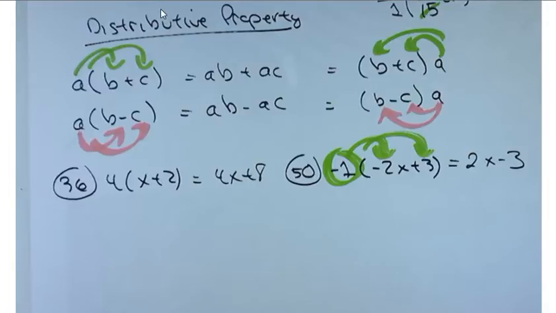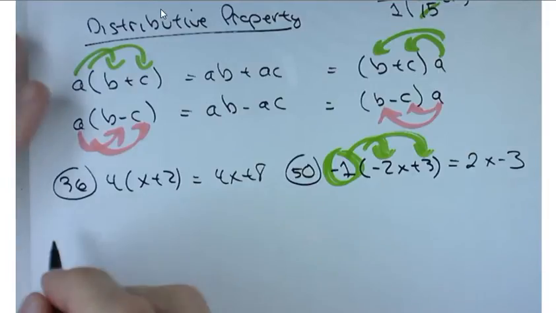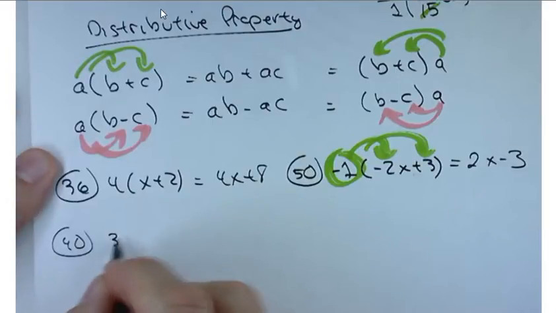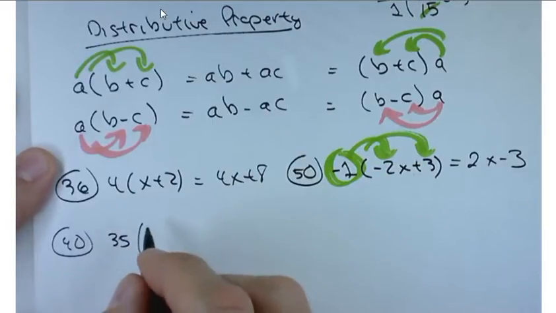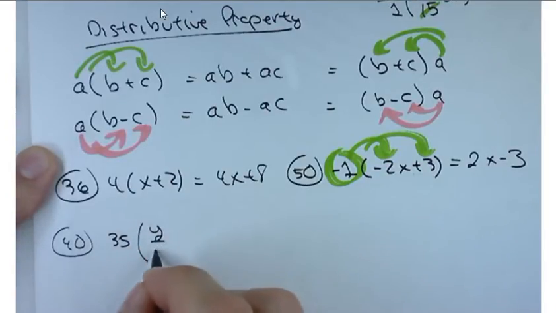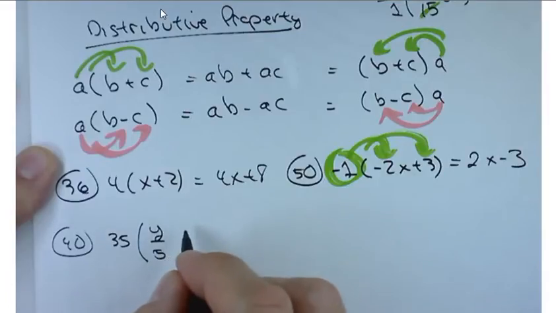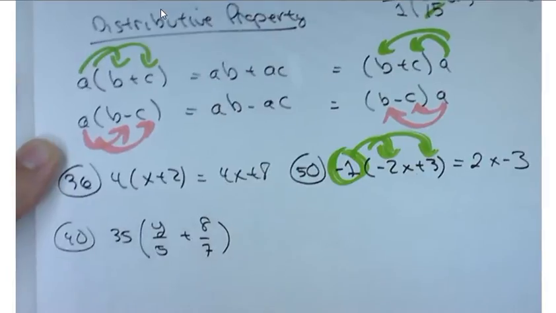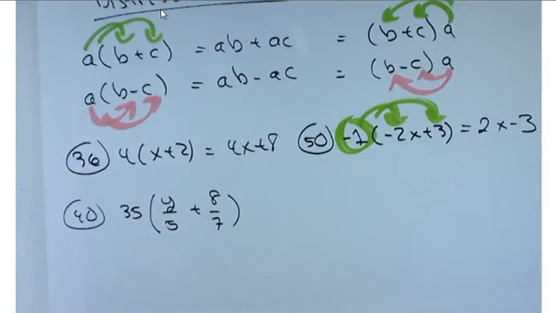All right, I did hint at a more challenging problem. That's problem number 40. 35 times y over 5 plus 8 over 7. So just like before, the term on the outside has to multiply the terms on the inside. So let's see that.